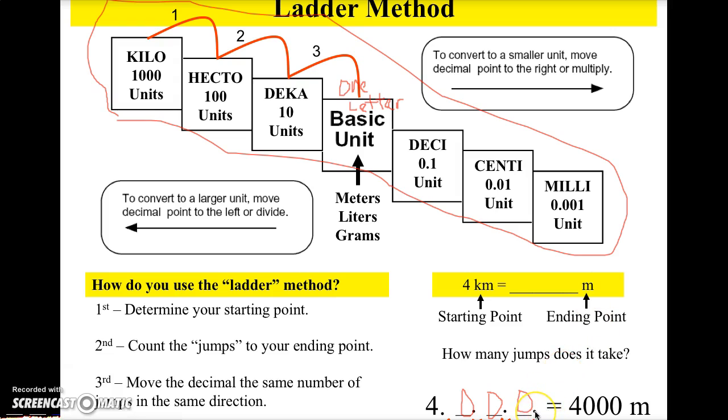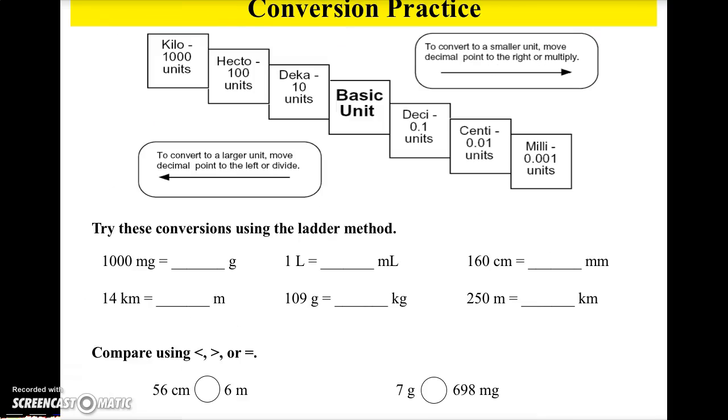And our final decimal point gets placed at the end of that number. There's a hidden decimal point you cannot see, but it's right there. It's 4,000.0 meters, but you can just put 4,000 meters.